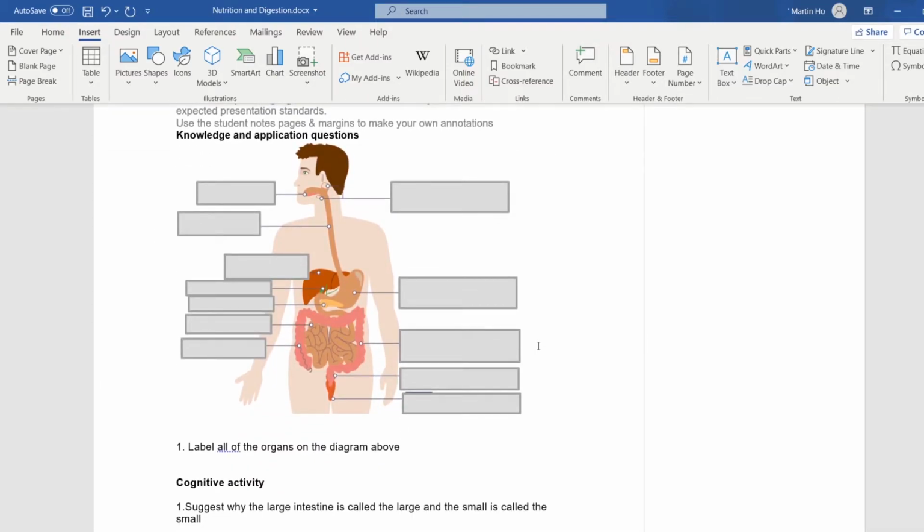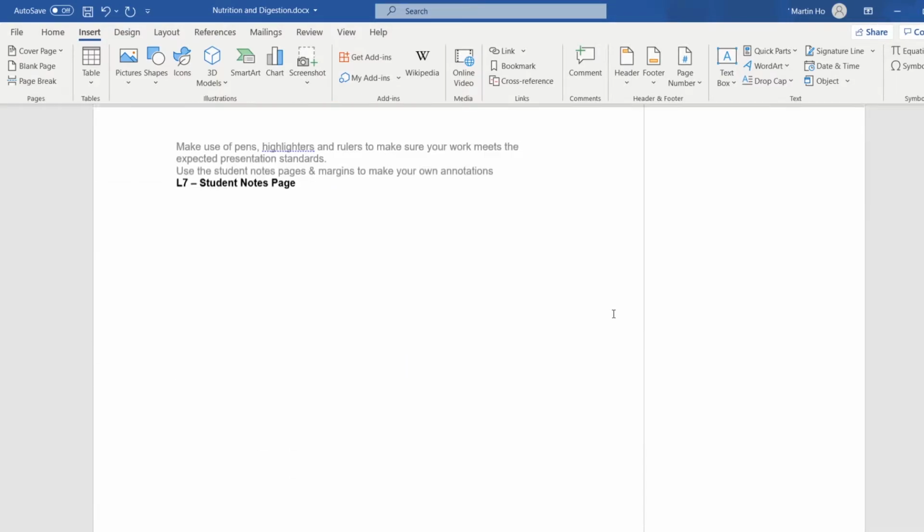For the last bit of this lesson, I want you to try to list as many of the organs as you can without looking at the diagrams above. The more you get, the better you've registered the knowledge from this lesson. And once you're finished, we're going to move on to Lesson 8.